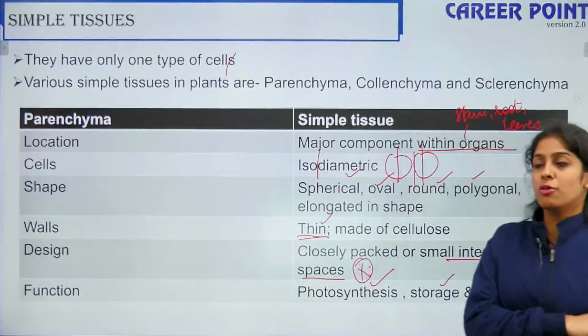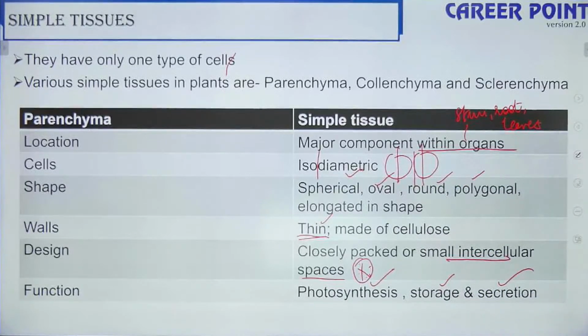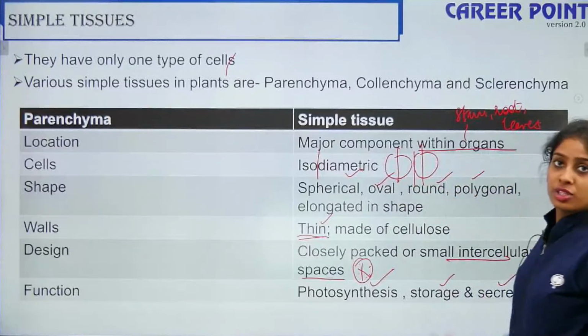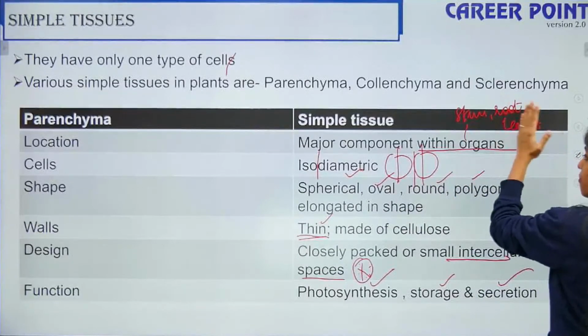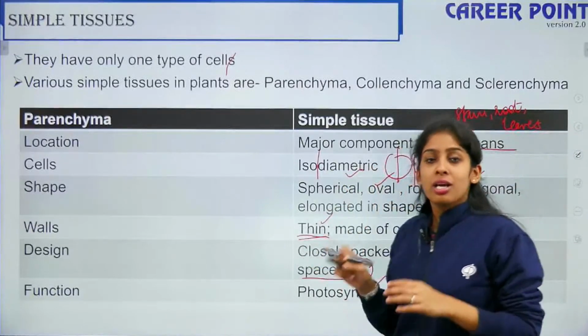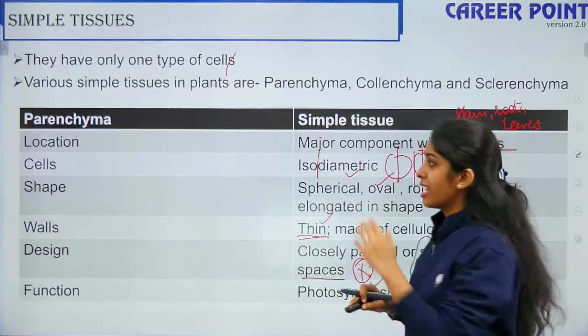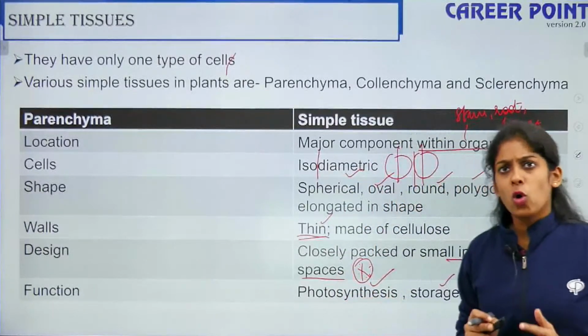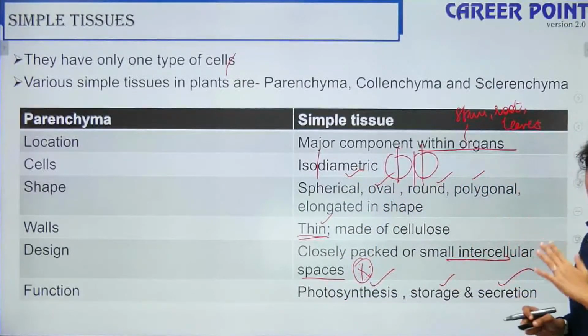So once again about parenchyma. Parenchyma is a simple tissue. The location of your parenchyma is a major component within organs. So what are the organs? Stem, root and leaf. So how are the cells? The cells are isodiametric, meaning they have equal diameter. Each cell has the same diameter. The shape of the cell is spherical, oval, elongated, round, polygonal, etc.